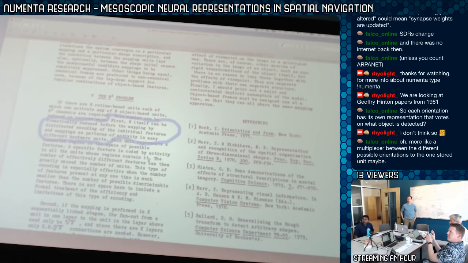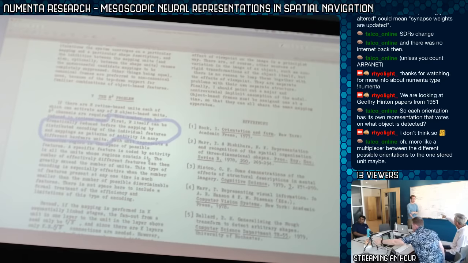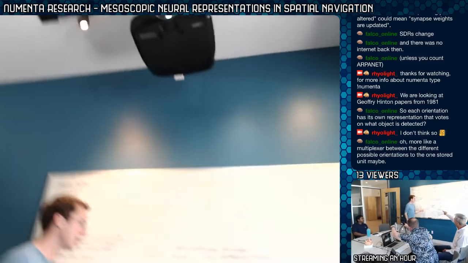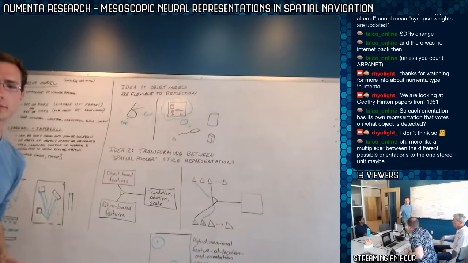What's n again? Is this the amount of features in a space? Features at... when he talks about... I'll answer that right now. It would be like the number of retina-based features and the number of object features. Yeah. The mapping between those is n squared.